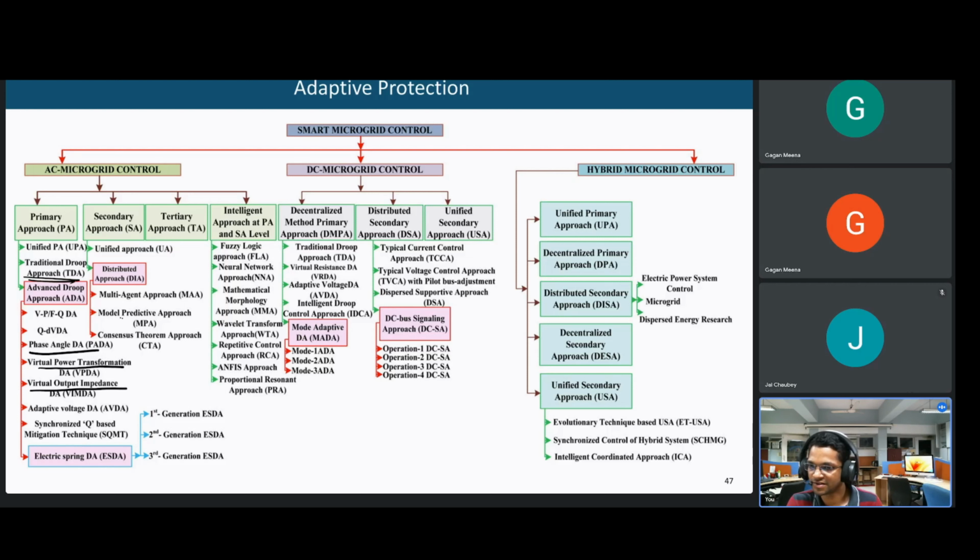Traditional also we have seen. This we talked about in distributed approach. We talked about these three techniques: multi-agent, model predictive approach, and consensus theory. So these are additional, just for your knowledge. If you want to go through them, you can read inductive voltage group. Then synchronized Q-based mitigation technique.